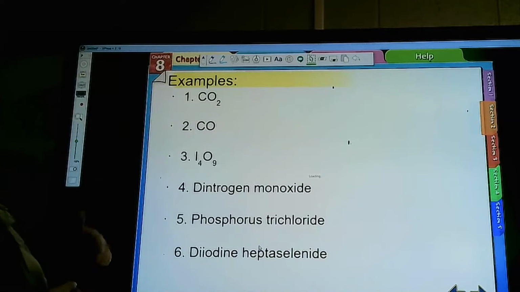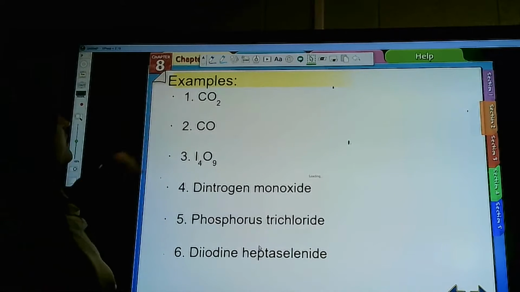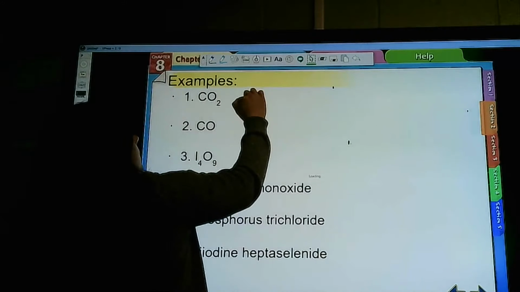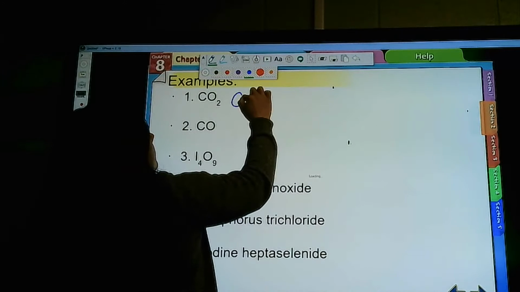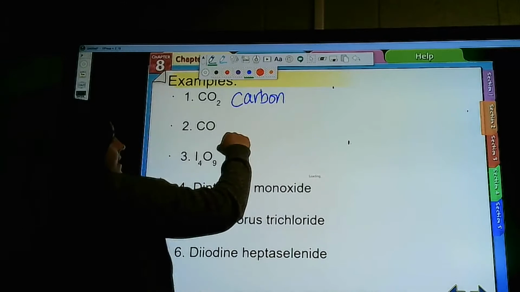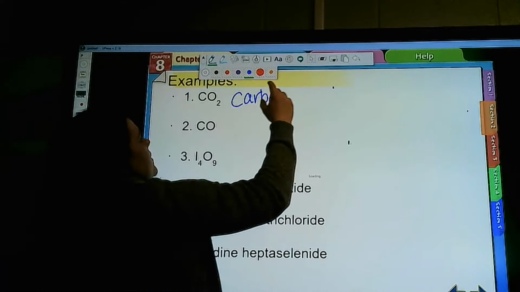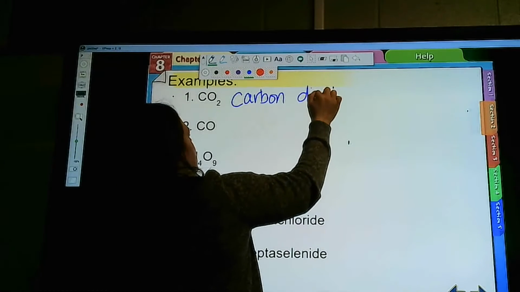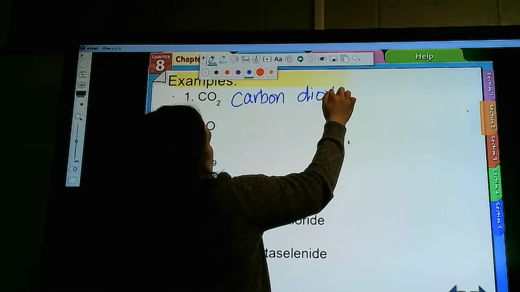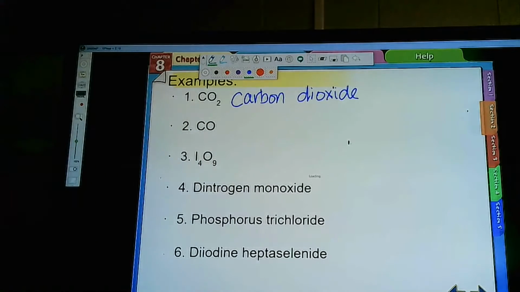So for this first one, the first element we just say the name. So this is going to be carbon. And then for the second element, we add the IDE ending, and then we're also going to put the prefix for 2, which is di. So this is carbon dioxide, which all of you probably recognize, hopefully.